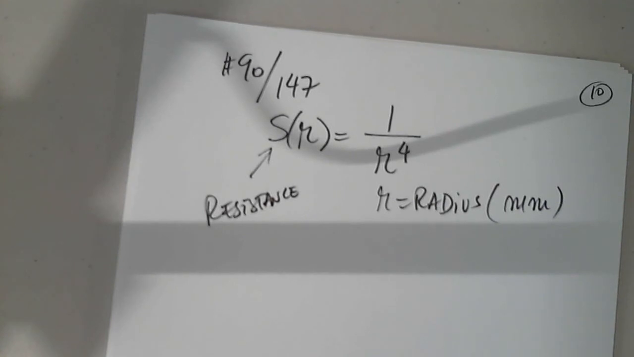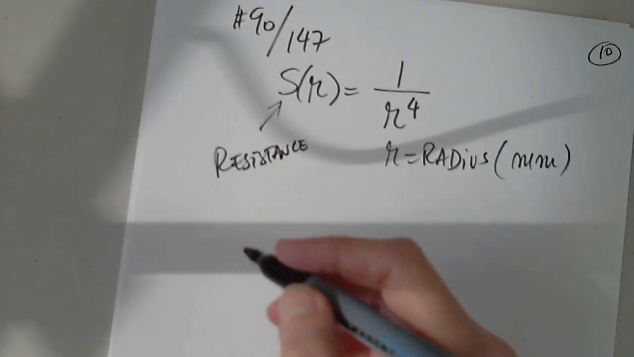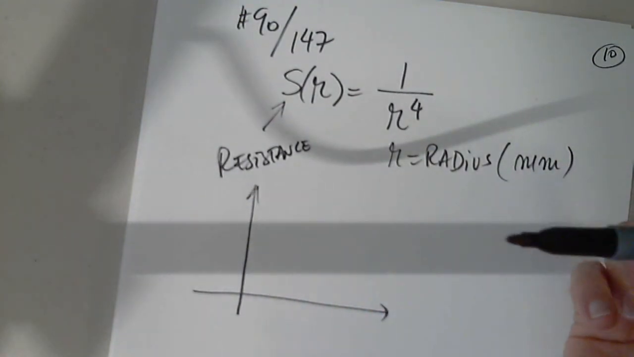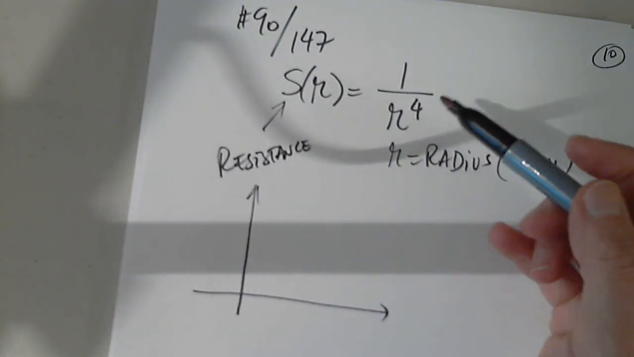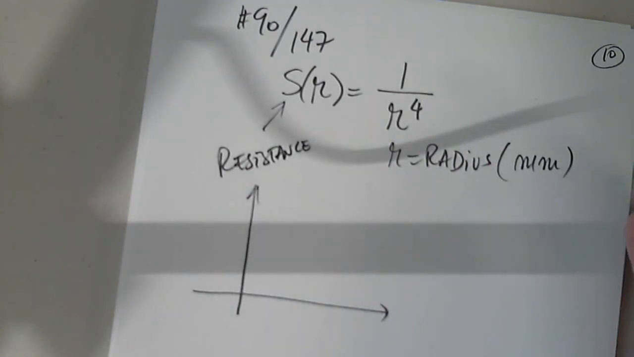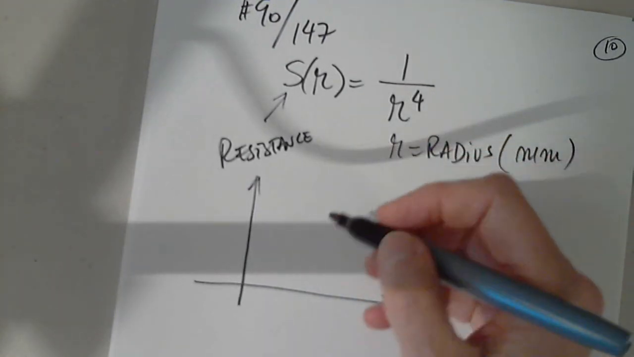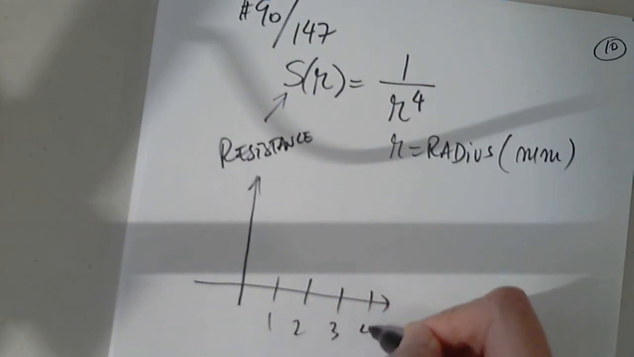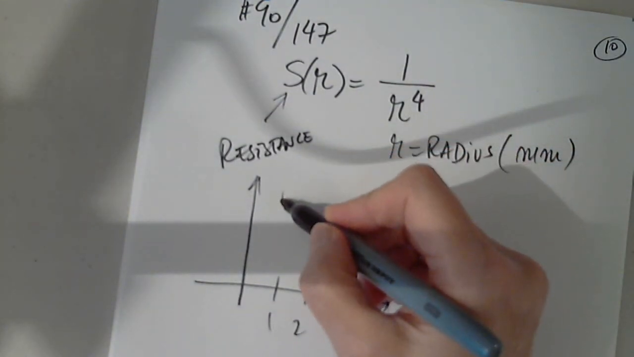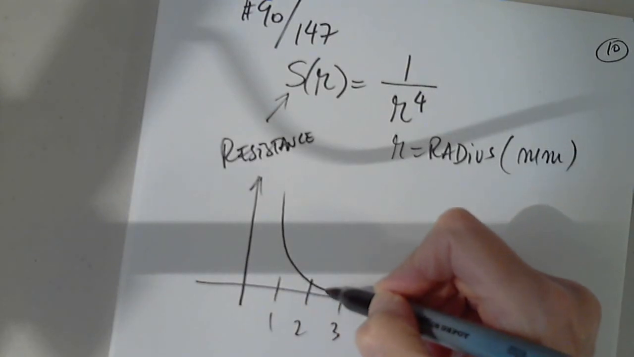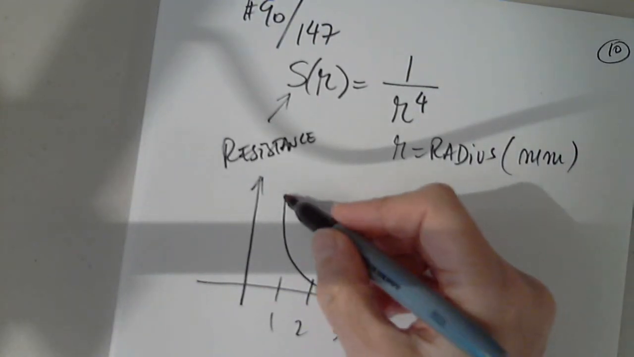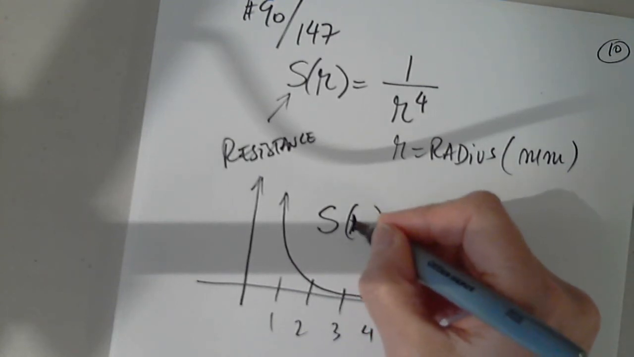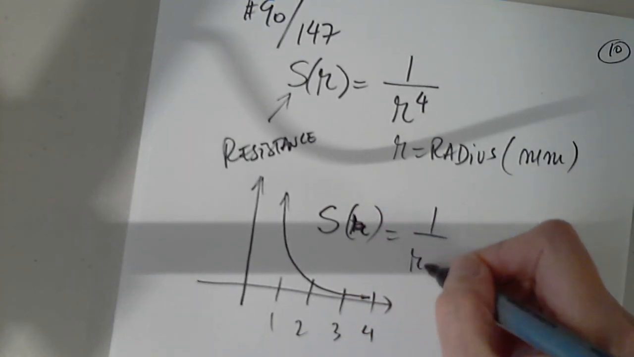The graph is even given to us. If we want to, I can copy it for you. Of course, it's undefined at 0, and there is no blood vessel of 0. So the graph is 1, 2, 3, 4. So something like this. So this is S equals S of R equals 1 over R to the 4th.